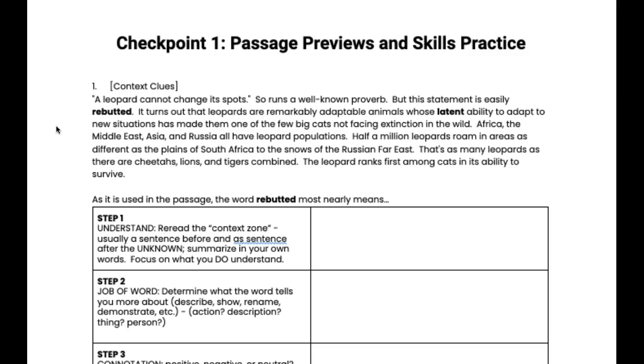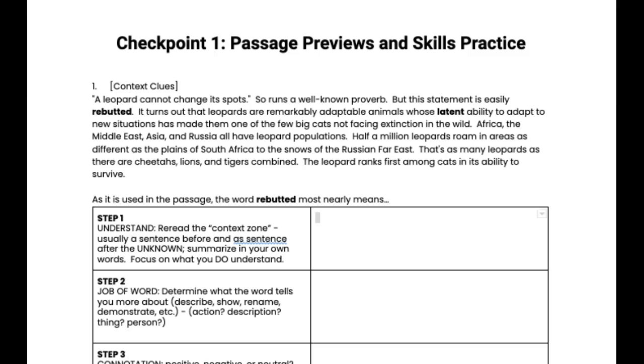A leopard cannot change its spots, so runs a well-known proverb. But this statement is easily rebutted. It turns out that leopards are remarkably adaptable animals, whose latent ability to adapt to new situations has made them one of the few big cats not facing extinction in the wild. Africa, the Middle East, Asia, and Russia all have leopard populations. 500,000 leopards roam in areas as different as the plains of South Africa to the snows of the Russian Far East. That's as many leopards as there are cheetahs, lions, and tigers combined. The leopards rank first among cats in its ability to survive.